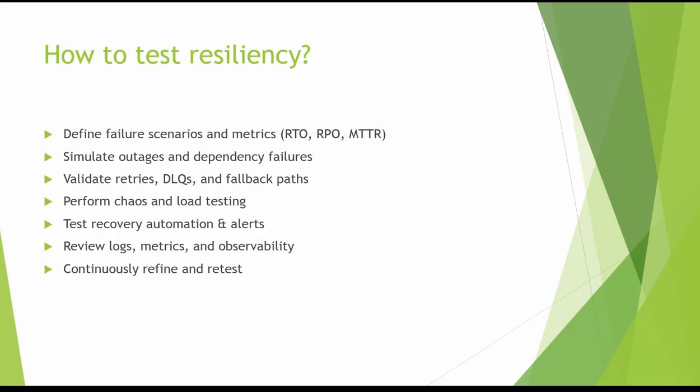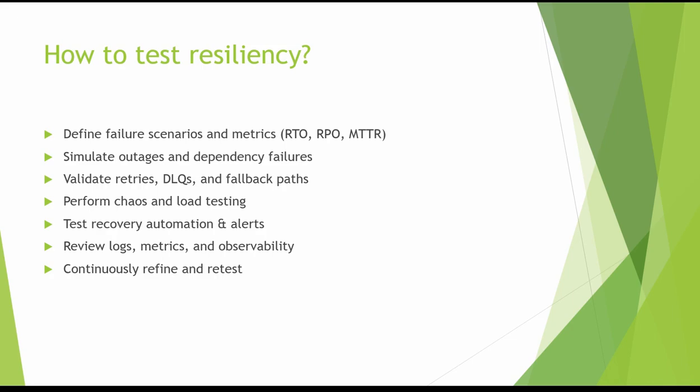Start by listing the failure scenarios we want to simulate, like transient API errors, queue backlogs, regional outages, or deployment rollbacks. For each one, we have to define measurable metrics like RTO, RPO, MTTR, and SLA. We can't verify resilience if we don't know what success looks like. So we need to know what success is.